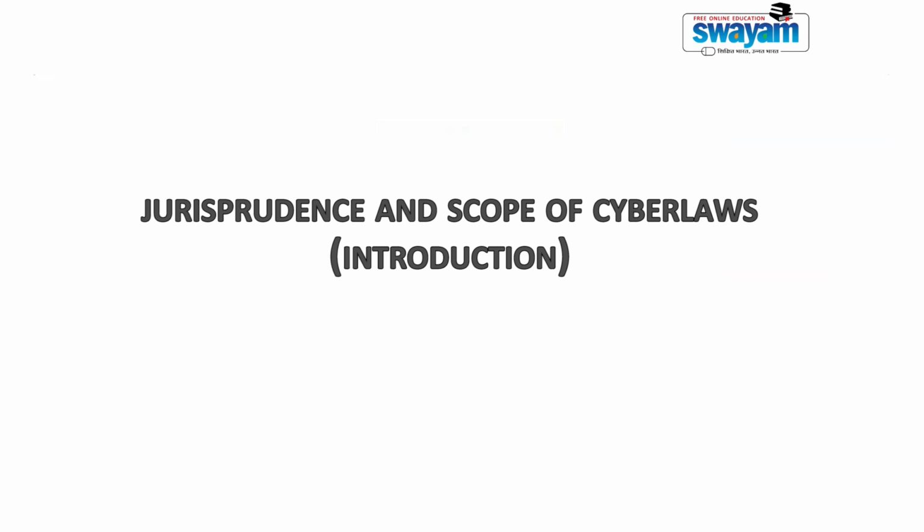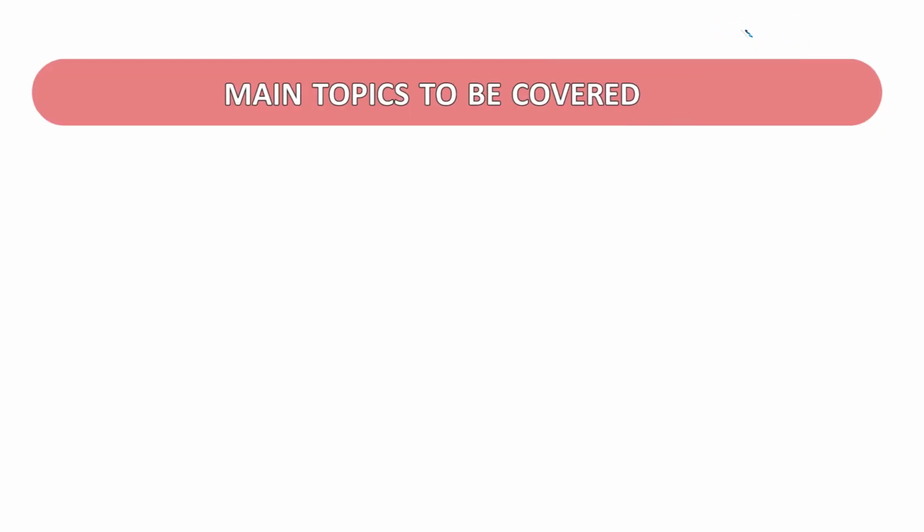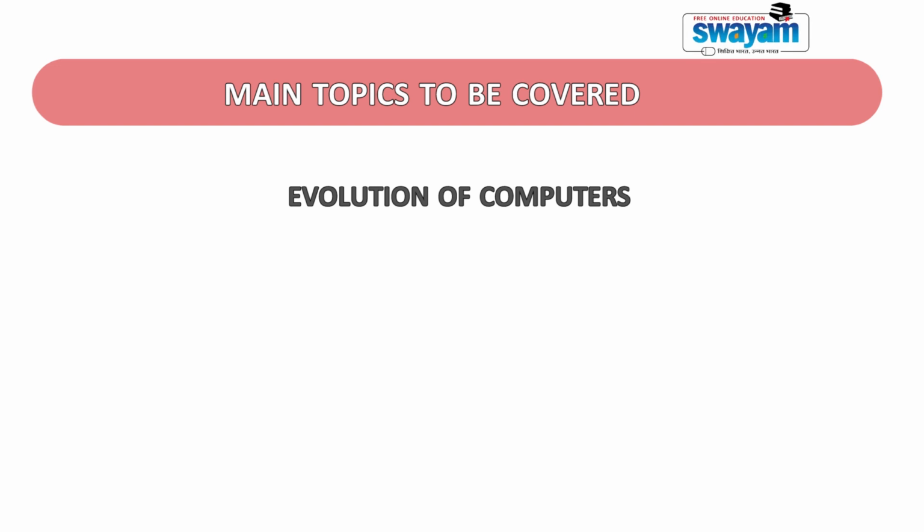Hello everybody, today we would be understanding the jurisprudence and scope of cyber laws. The objectives of this module would be to understand the evolution of computers and also to analyze the scope and meaning of cyber laws. The topics that would then be covered would be to understand the general evolution of computers and to understand the meaning and scope of cyber law.